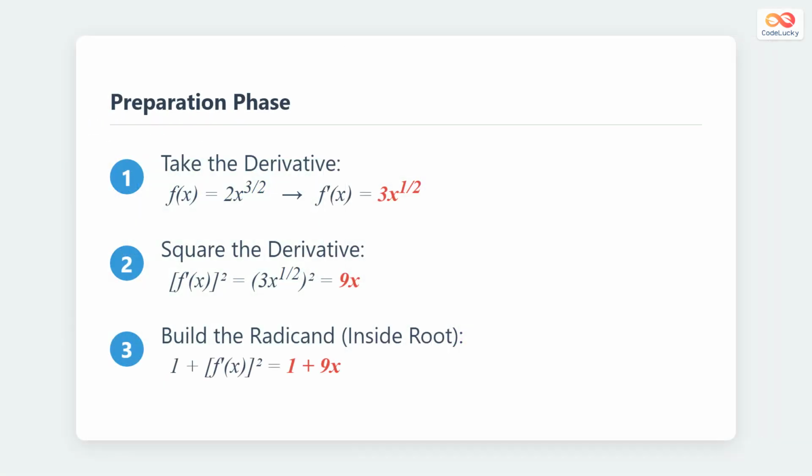First, we find the derivative. The derivative of 2x to the 3/2 is 3x to the 1/2. Second, we square this derivative. 3x to the 1/2 squared becomes 9x. Finally, we plug this into our formula. 1 plus 9x goes inside the square root.